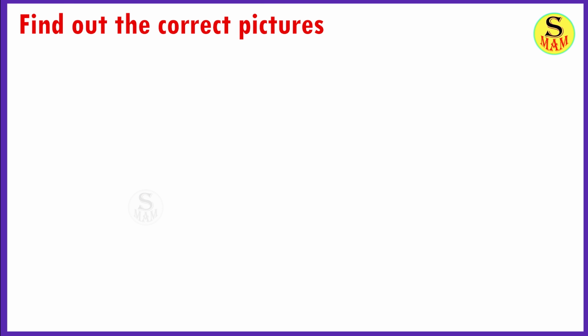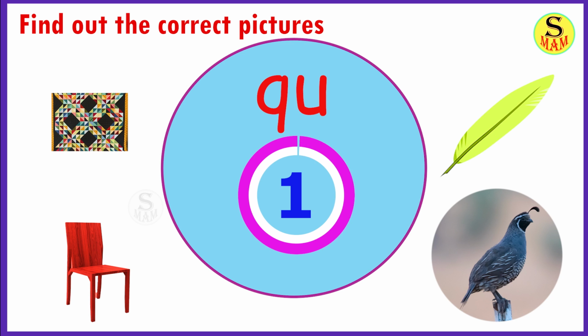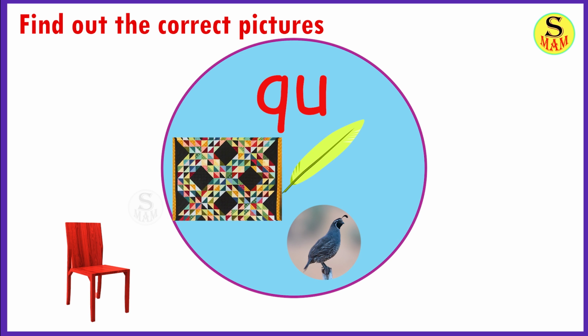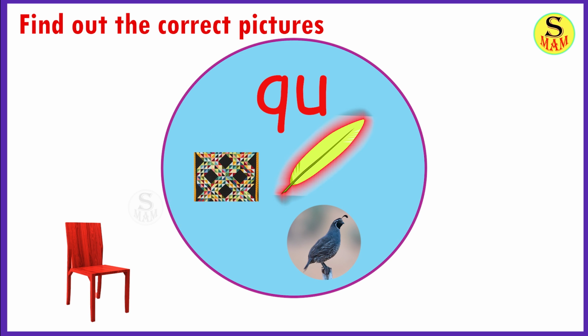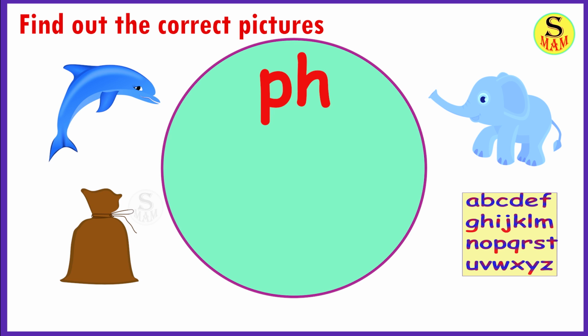Good job, chutties. Now, next activity. Find out the pictures that start with Q sound. Q-U. Q. Your time starts now. Quilt. Quill. Quail. Next one. Find out the picture that have the F sound in the middle.